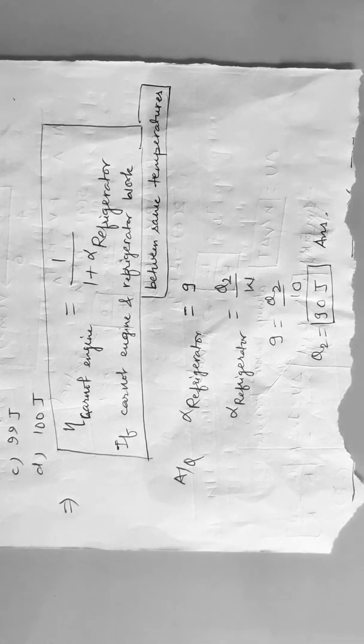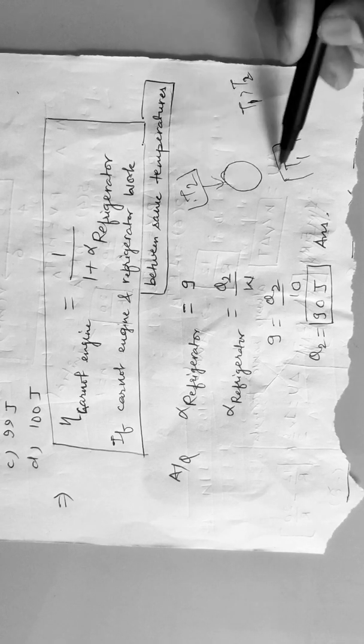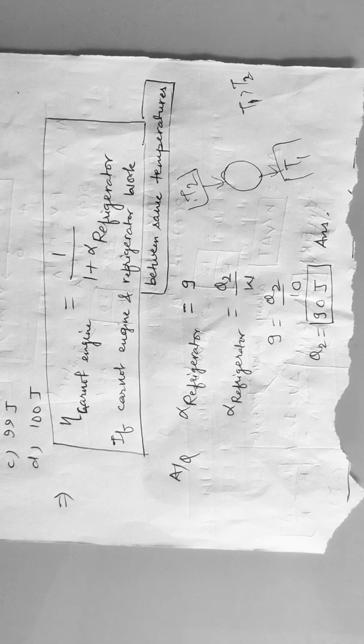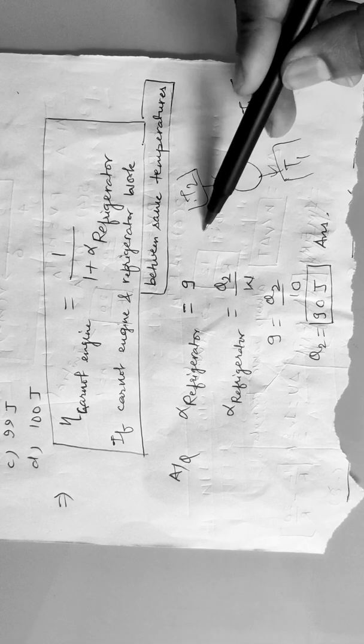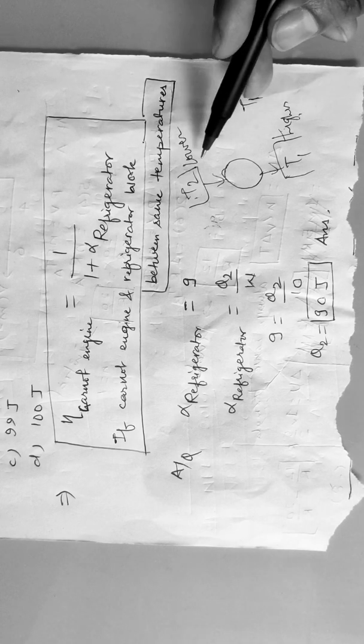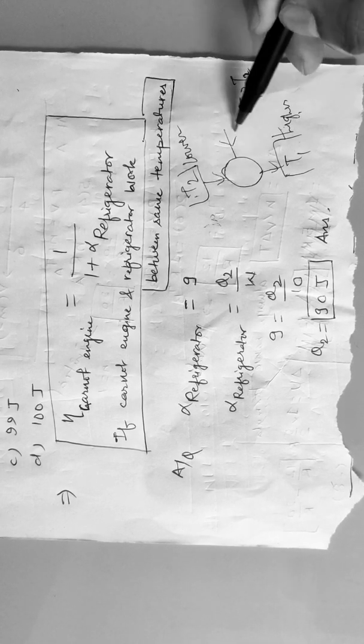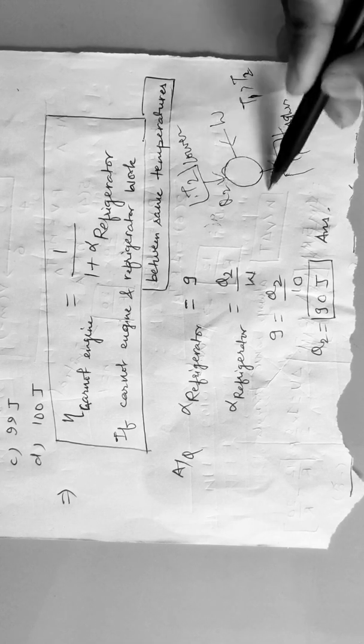Now alpha for a refrigerator. Let's try to understand for a refrigerator. This is a refrigerator. For a refrigerator, it's given that T1 is greater than T2. T1 is higher temperature. Now in refrigerator, what happens? This is very important. In refrigerator, heat flows from lower temperature to higher temperature. This temperature is lower, and this temperature is higher. So heat flows from lower temperature to higher temperature, and this does not flow spontaneously, so some work is done. So this is W, this is Q2, and this is Q1.